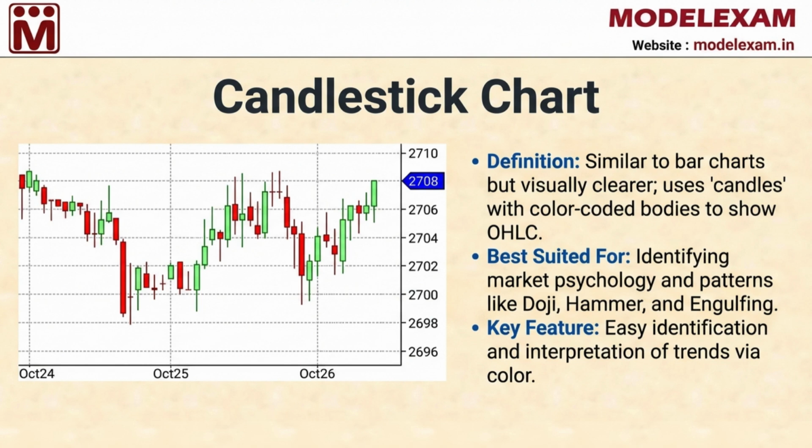Thin lines sticking out of the top and bottom are called wicks or shadows, representing the high and low. This chart is best suited for identifying market psychology and spotting patterns with names like doji, hammer and engulfing. The key feature is the easy identification and interpretation of trends via color.